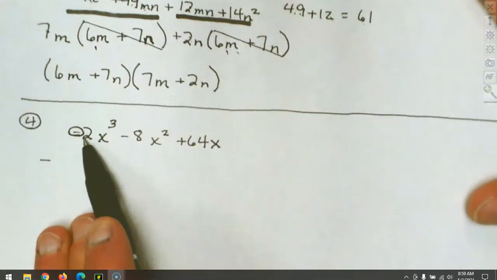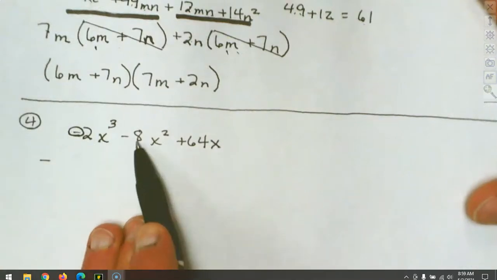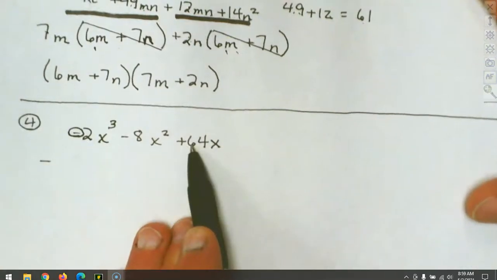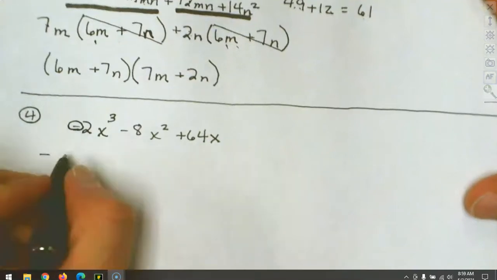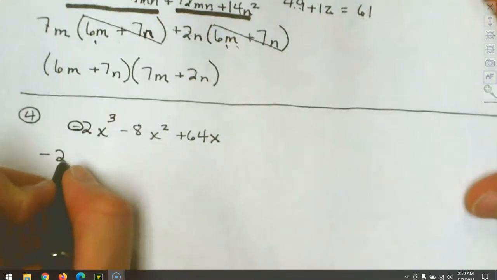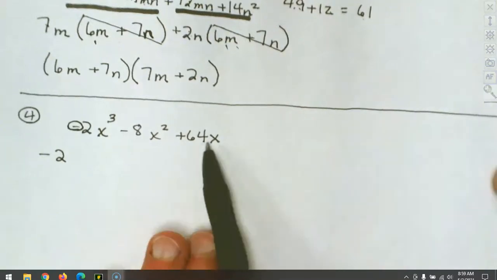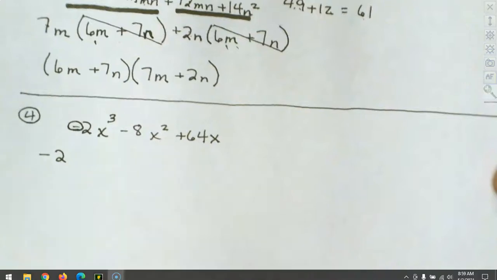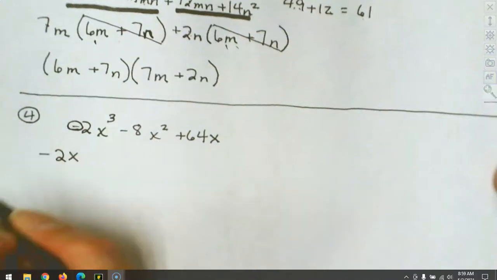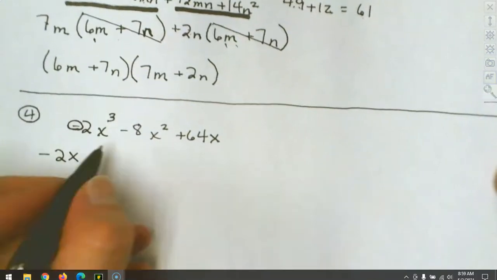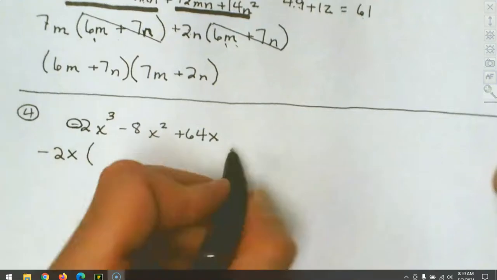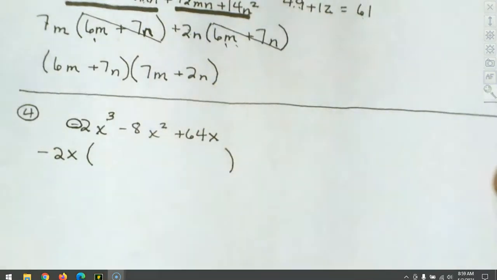And what about a 2, 8, and 64? Those are all even numbers, so I'm going to be able to take a 2 out of all of them. 2 divides by 2, 2, 8, and 64. What else do they have in common? They all have an x, so that can come out also. So we factored out our minus 2x.